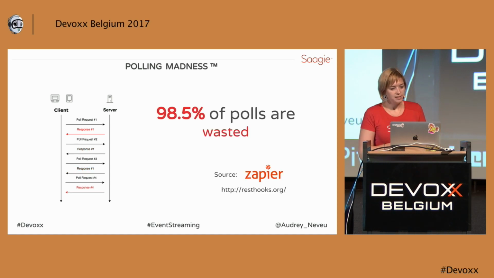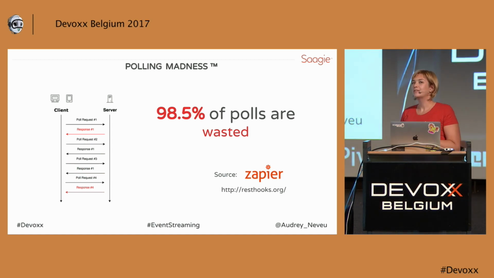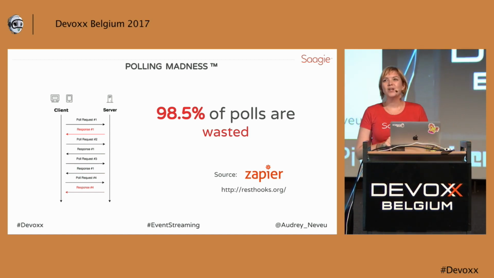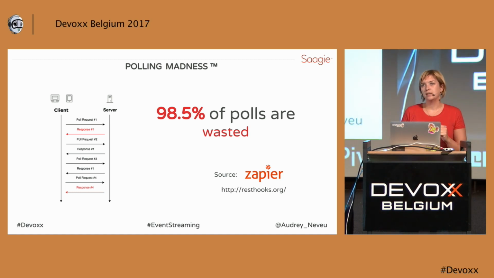And in the world of practice, there are no unicorns, first. And polling looks much more like this. You will make a lot of useless calls before retrieving something new.